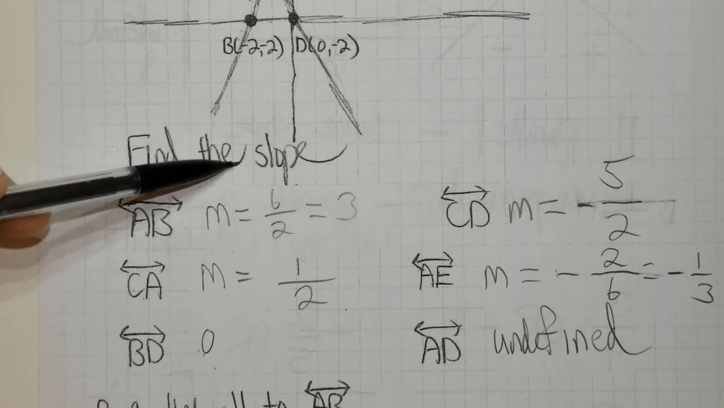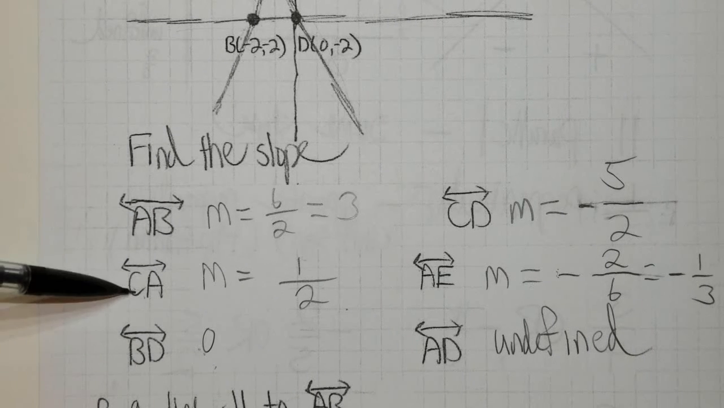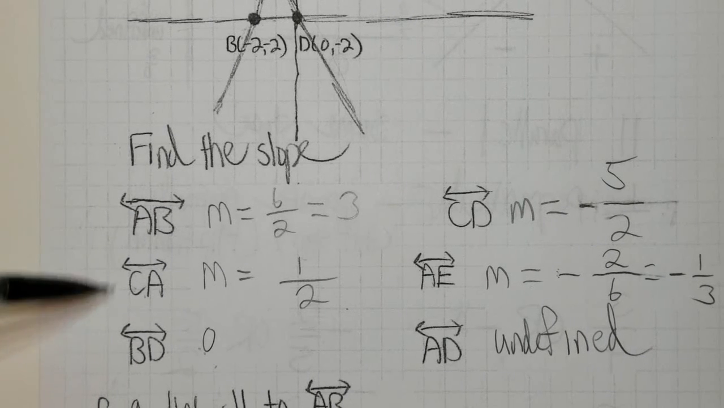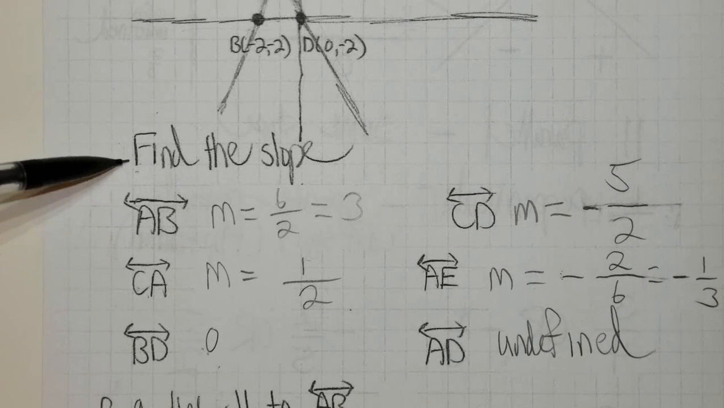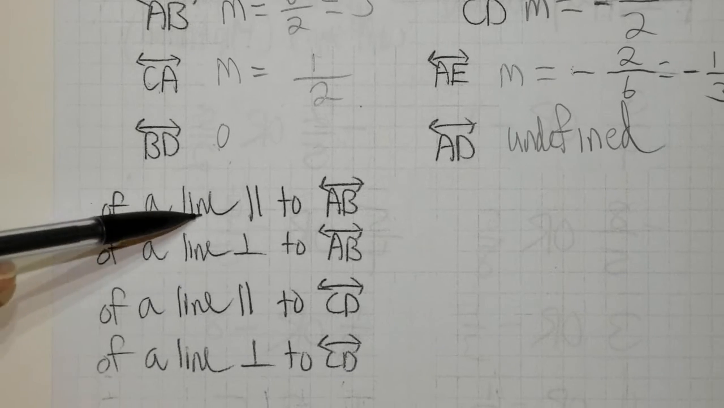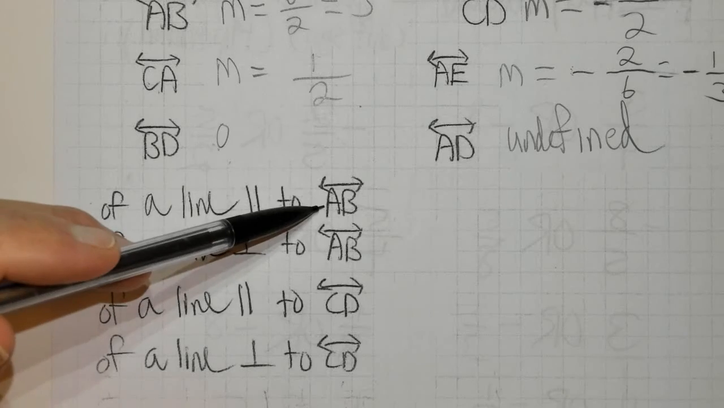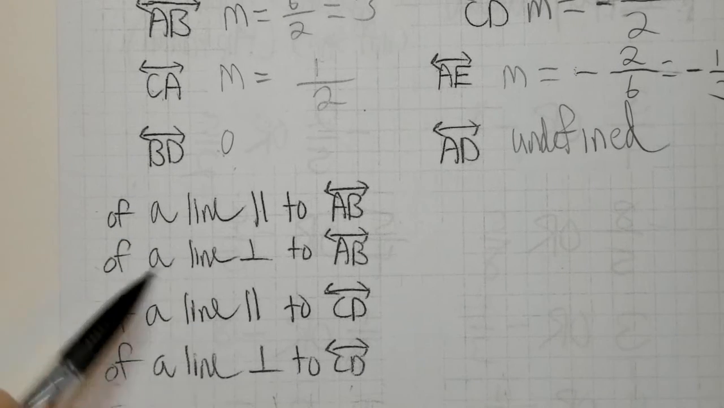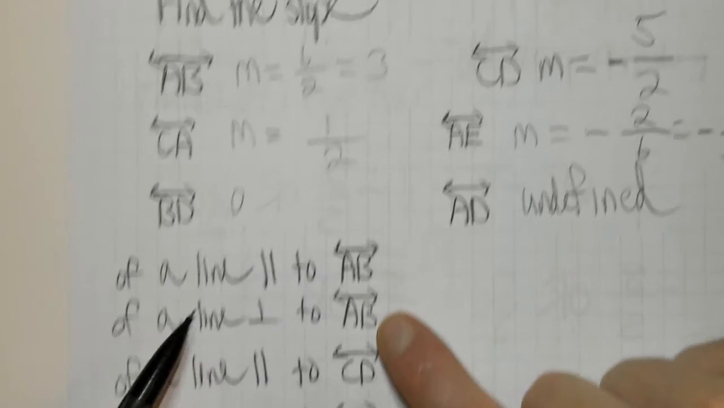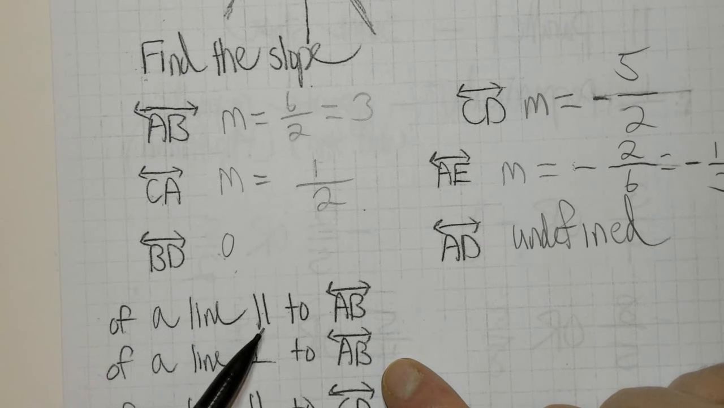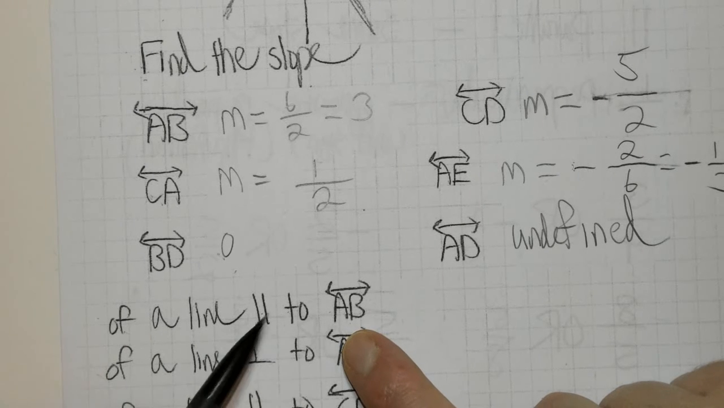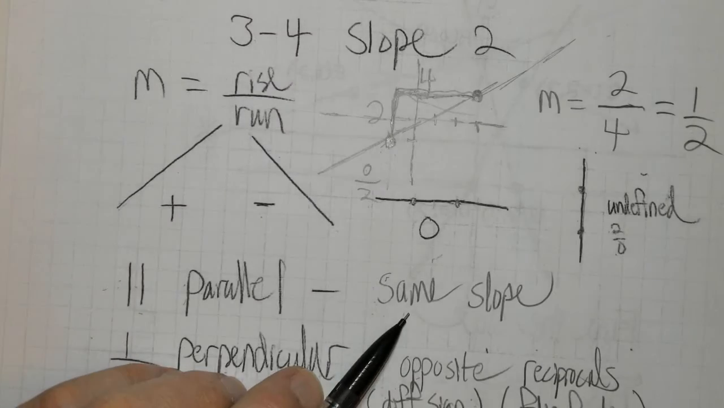So first the question is find the slope of AB, find the slope of CA. So find the slope of a certain line. Now the directions are find the slope of a line parallel to AB. Now, let's stop right here for a minute. If I want to find the slope of a line parallel to AB, what do we know about parallel lines? Parallel lines, we know, have the same slope.